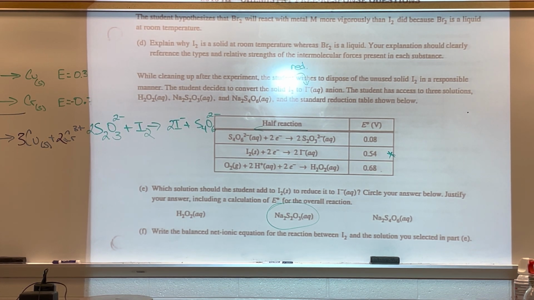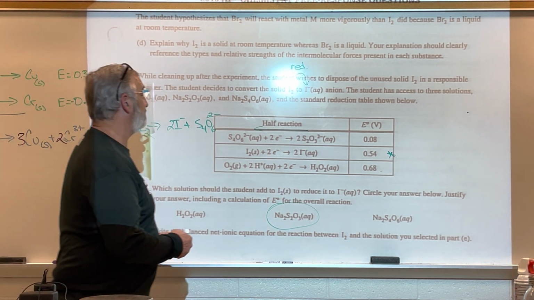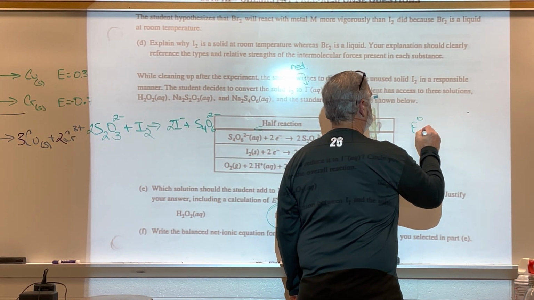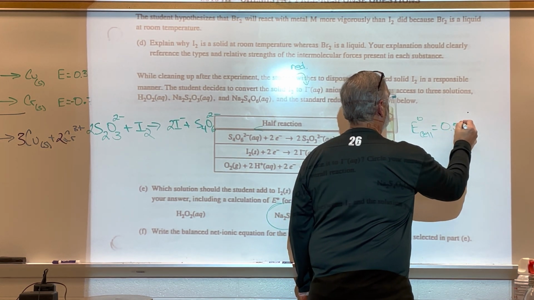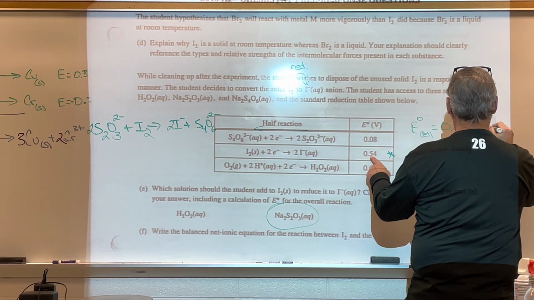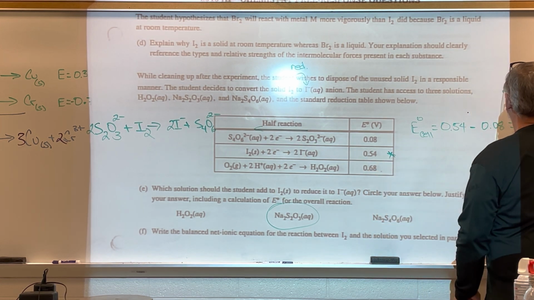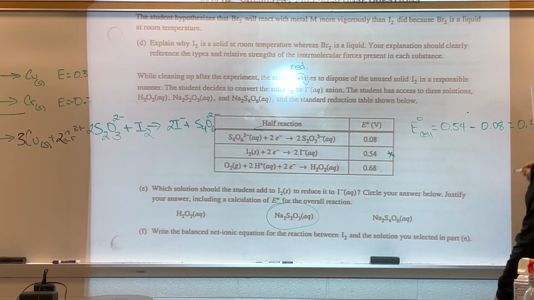D, E, and F? Justify part E with a calculation. Oh, E for the calculation. So what is E cell going to be then? 0.54 minus 0.08 is equal to 0.46. Now, why would we think that that one would be spontaneous or thermodynamically favorable? Because it's positive, and when it goes into the G equation. Okay, because a positive E, that's all you really need to be able to say. When E cell is positive, that means that the reaction is thermodynamically favorable.